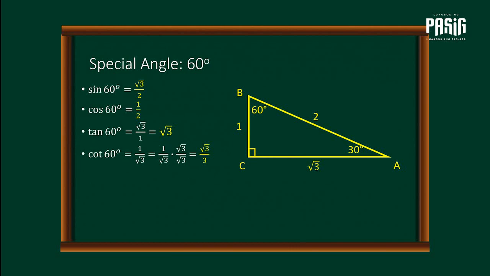Cotangent 60 degrees equals 1 over the square root of 3, that when rationalized, we have the square root of 3 over 3. Secant 60 degrees equals 2 over 1 or 2. Cosecant 60 degrees equals 2 over the square root of 3, or when rationalized, we have 2 square root of 3 over 3.